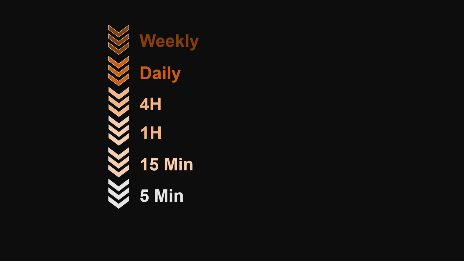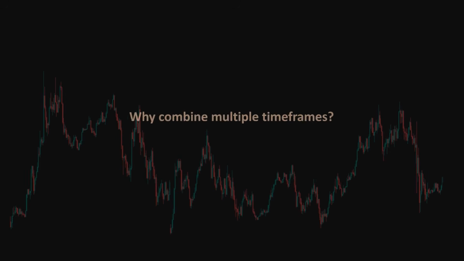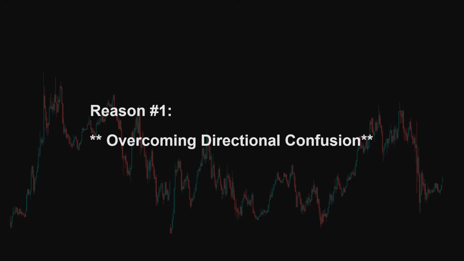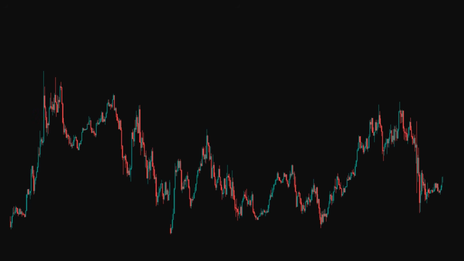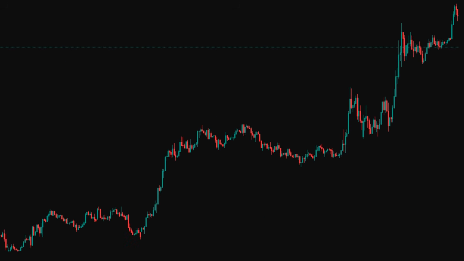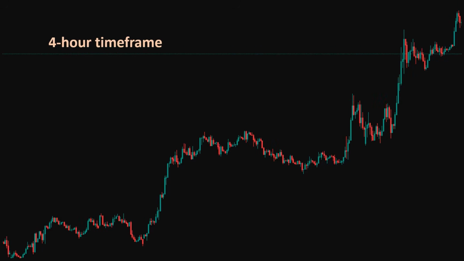So, here are the top 3 reasons to combine multiple timeframes. Reason 1. Overcoming directional confusion. Sometimes, when you look at a lower timeframe, like the 1-hour chart on Euro, the market looks messy, constantly breaking structure up and down. It feels completely random and confusing to find any real direction. But when you zoom out to the 4-hour timeframe, things start to make sense. You can clearly see the overall bullish pressure. Interestingly, the same area that looked chaotic on the 1-hour chart is actually part of a clean bullish trend when viewed from the 4-hour chart.